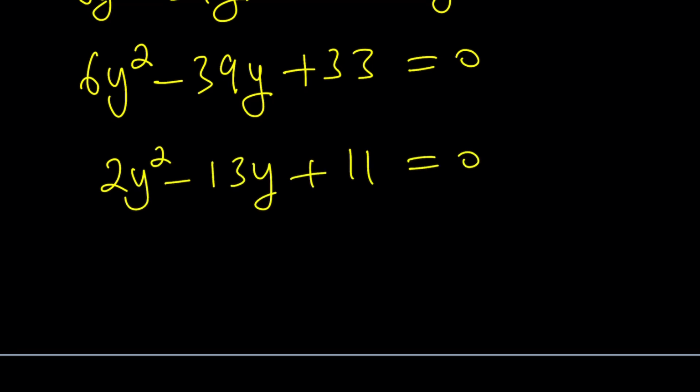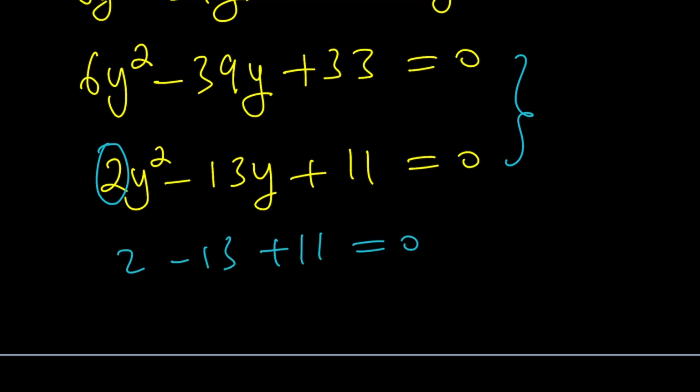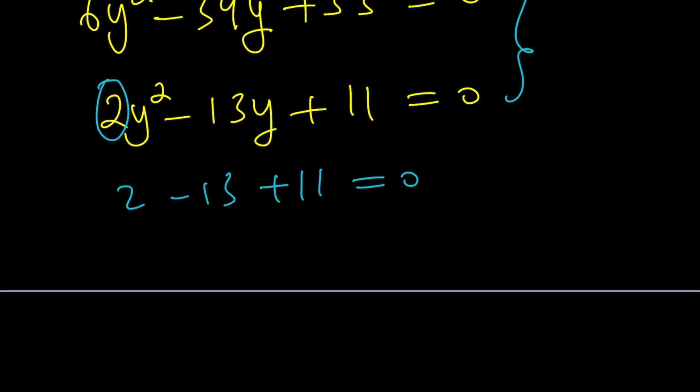This is really nice. You know why? Because y is the variable, right? Both equations, you should be able to see that. But with the second one, I think it's a little easier to see that 2 minus 13 plus 11 is 0. In other words, the sum of the coefficients is 0. You know what that means? I talked about it in many videos. I always talk about it whenever it comes up. This means that y equals 1 is a solution.